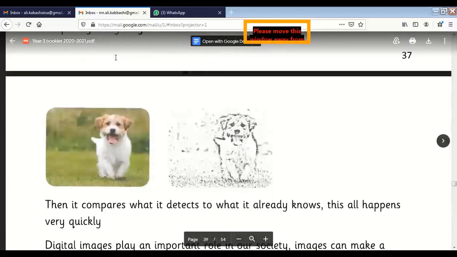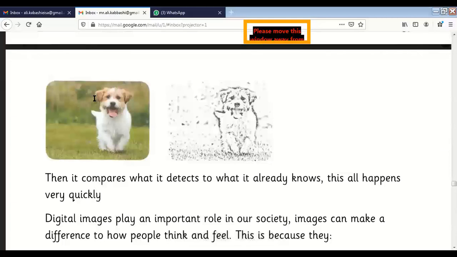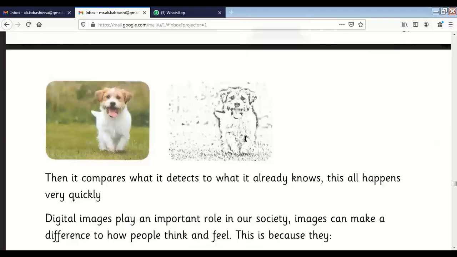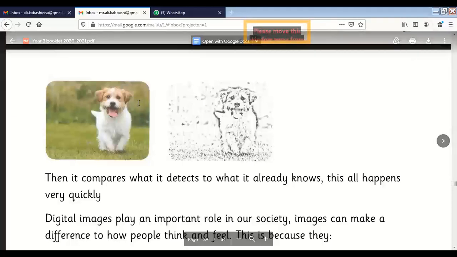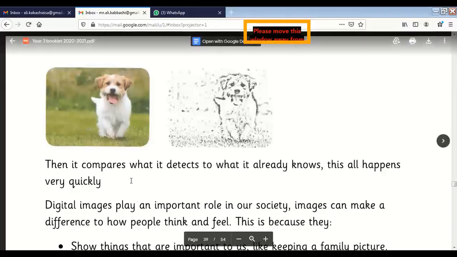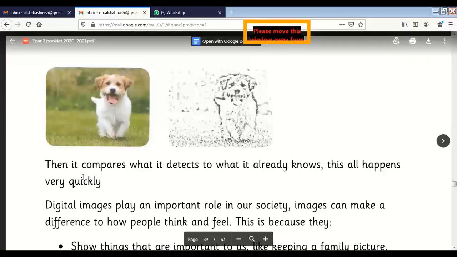In this picture of a dog, the computer recognizes that this is a dog. How does it know? By looking at its edges. You can see this edge on the right. These are ears, eyes, a nose, legs, a tail, and a tongue. How does it know that this is a dog? By edge recognition. Then it compares what it detects to what it already knows. This all happens very quickly. It recognizes the image very, very quickly.